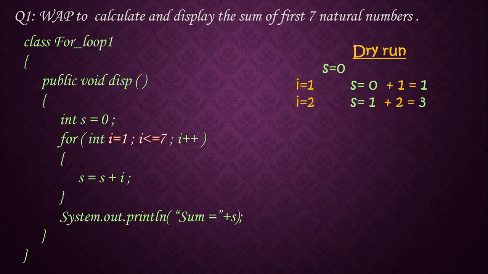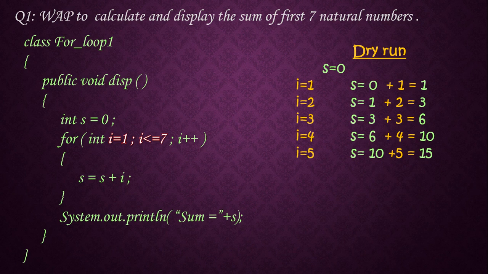Next step, i's value becomes 2. s's previous value from the step before is 1. So 1 plus the new value of i, which is 2, so 3 is stored in s. In this way, when i equals 3, the sum is again calculated, that is sum of s and i. Previous value of s was 3 and new value of i is 3, so 6. Next i is 4. So the new summation is 6 plus 4 equals 10.